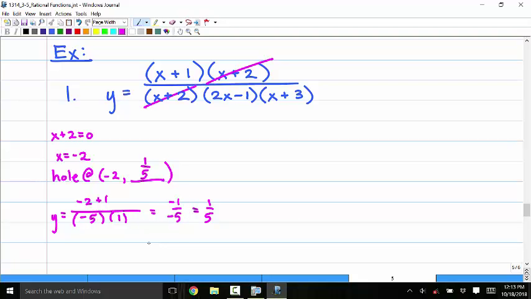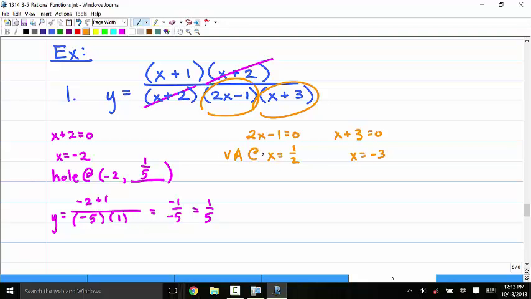Okay, any vertical asymptotes? When 2x minus 1 equals 0, x equals 1/2. When x plus 3 equals 0, x equals negative 3. There are vertical asymptotes at x equals 1/2 and x equals negative 3. Say it again. We're getting there.